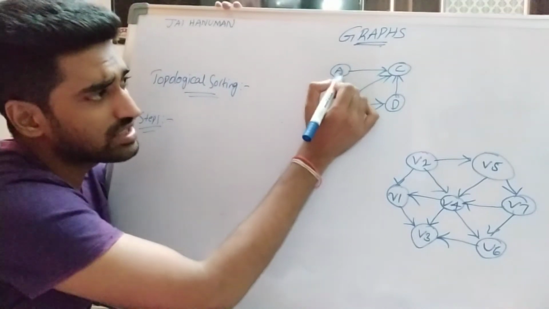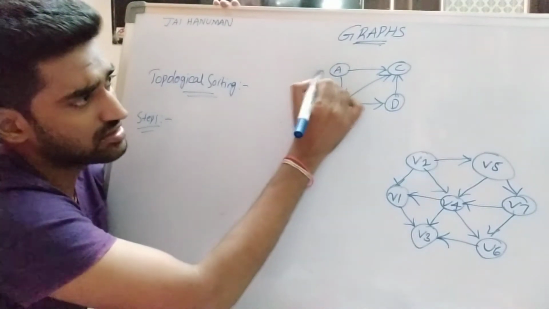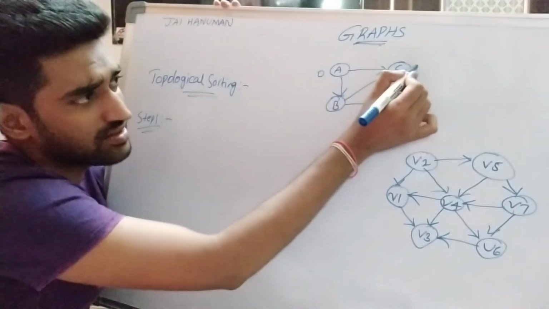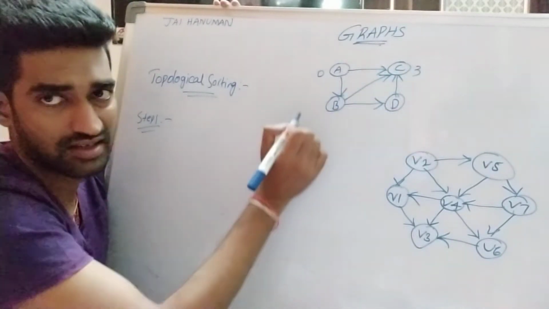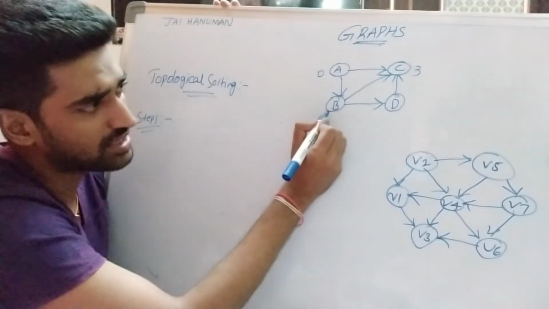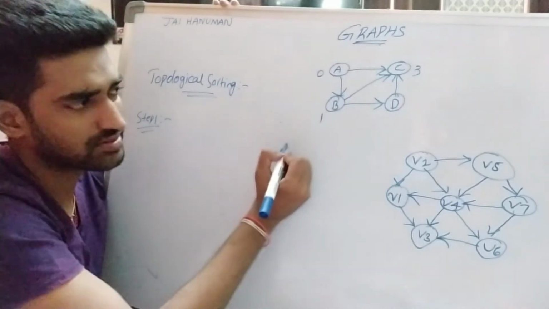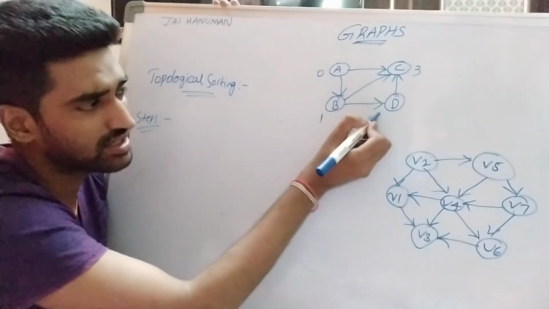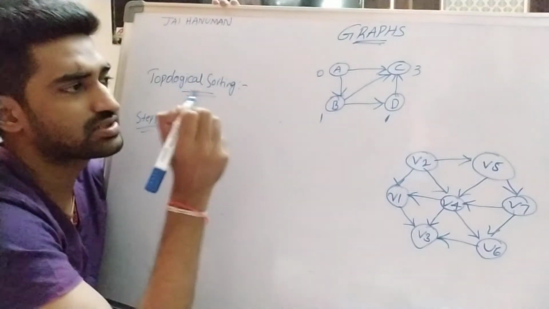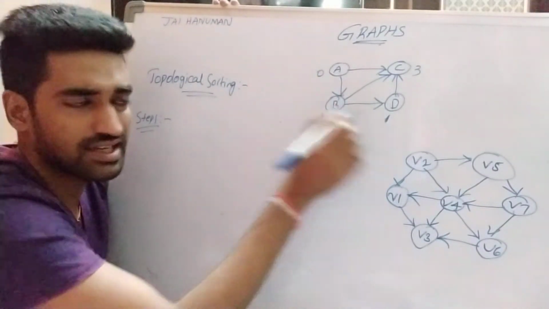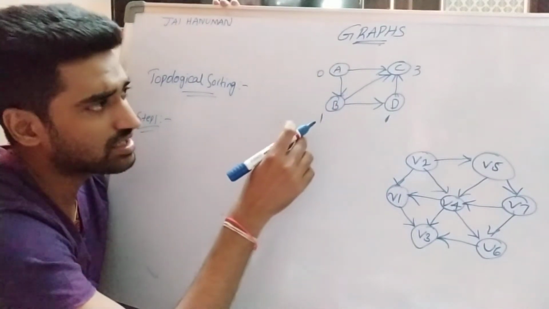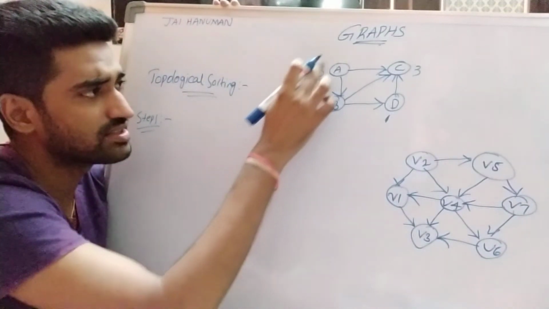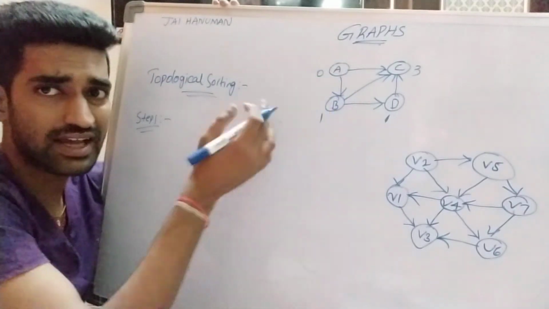So here, what is the integrity? No incoming edges are there, so the integrity of A is 0. What is the integrity for C? 3 incoming edges are there. What is the integrity for B? 1 incoming edge is there, so it is 1. What is the integrity for D? 1 incoming edge is there, so the integrity of D is 1. So the integrity of A is 0, so it can be removed from the graph and added to the output.